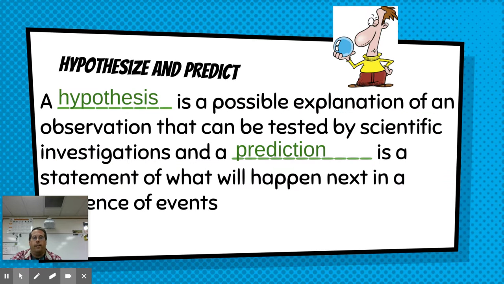A hypothesis is an explanation of observation, so that's what we're going to test. It always starts with, if I do this, then I can do this because, or then this will happen. That's different than a prediction. A prediction is basically a statement of what's going to happen next in a sequence of events.